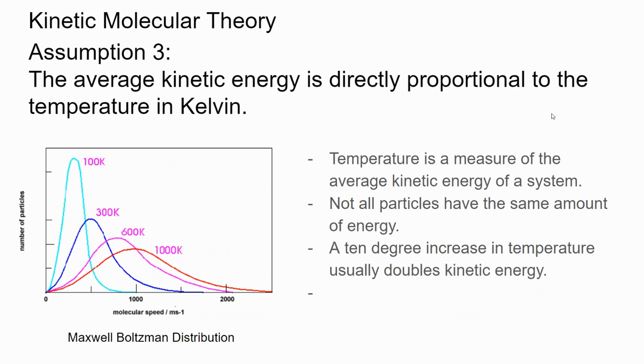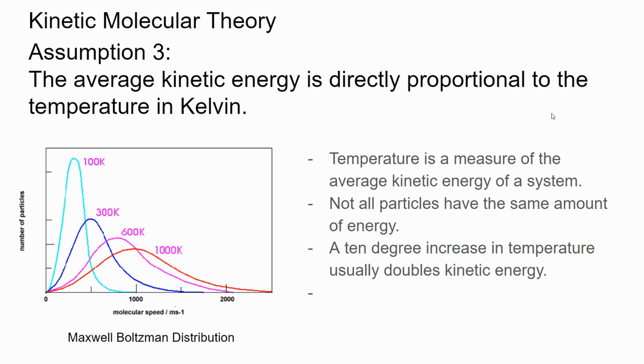And the last one here is that the average kinetic energy is directly proportional to the temperature in Kelvin. It's important that we say Kelvin because it's not the same for Fahrenheit. Fahrenheit is not directly proportional. Fahrenheit is a little bit different, just because of the way the scale is. Temperature actually measures the average kinetic energy of all the particles in a substance. Not all particles have the same amount of kinetic energy. Some particles have very little energy, some have a lot, and most have somewhere in the middle. But when you take the temperature, you're looking at the average kinetic energy.